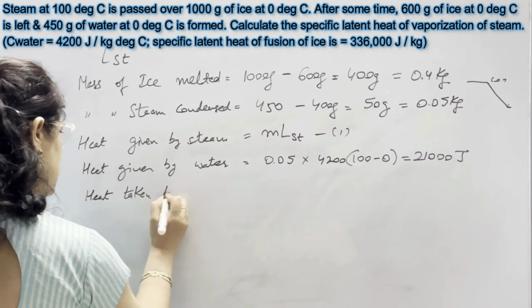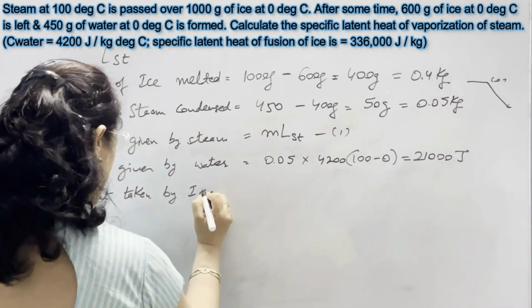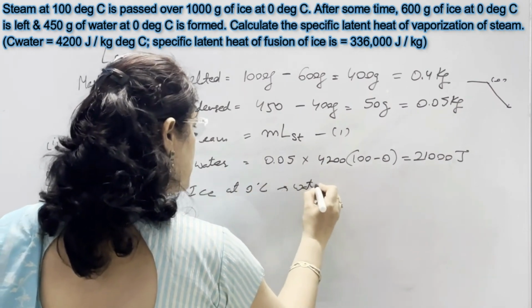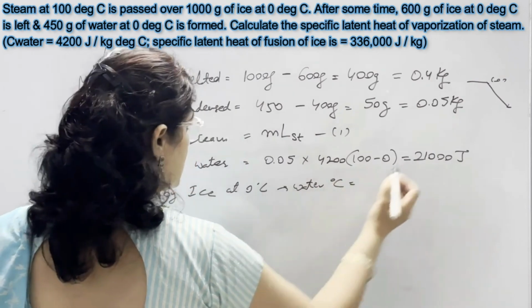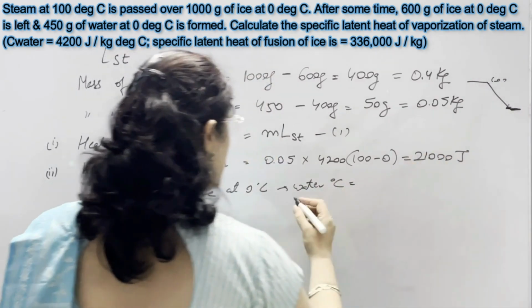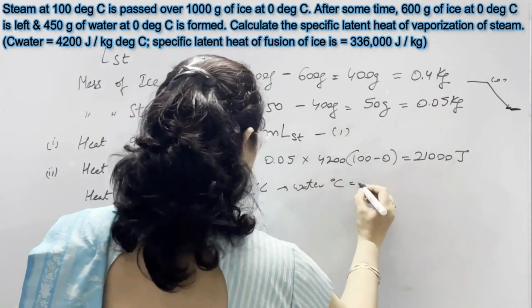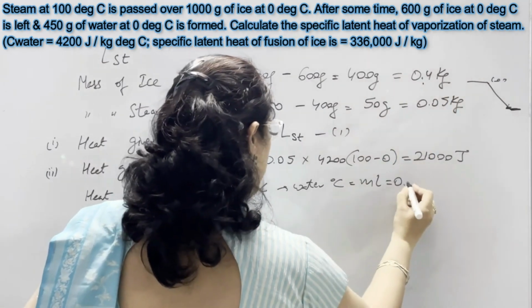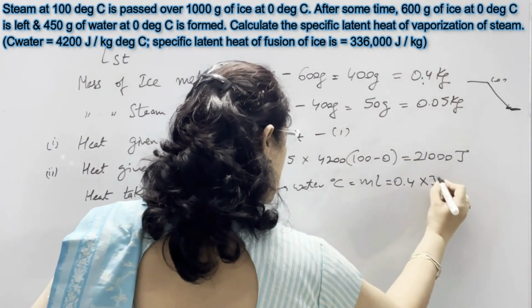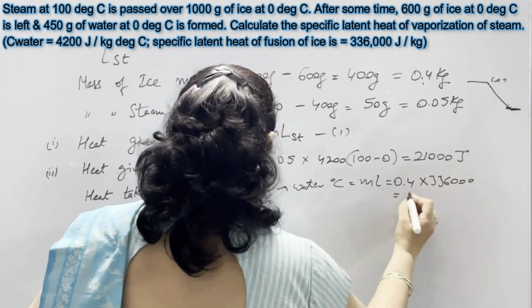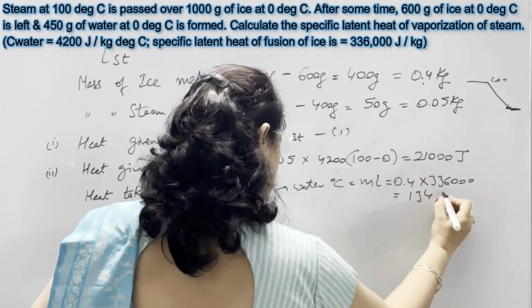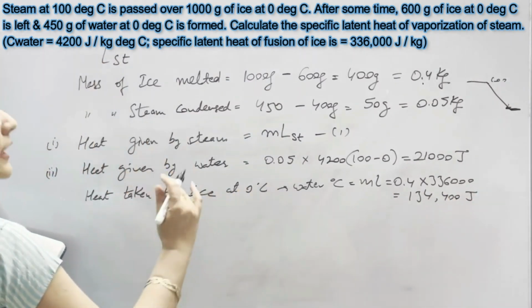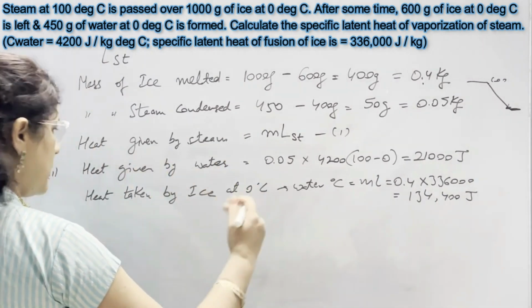Now heat taken by ice at 0 degrees Celsius to be converted into water again at 0 degrees Celsius. It means this much phase change. So again the formula of mL. M of water, we have calculated, is 0.4, and L is given in the question as 336,000. It means 134,400 joule is the heat taken by ice in converting from ice at 0 to water at 0.